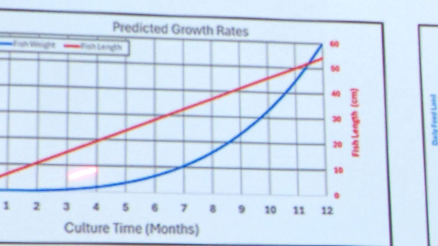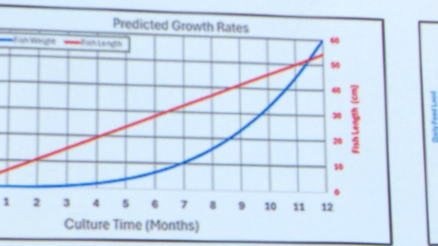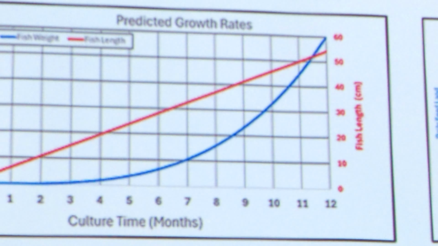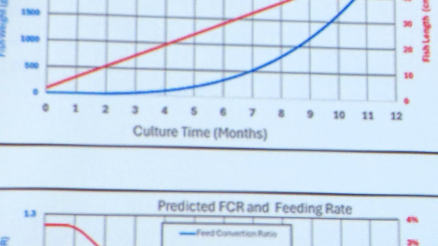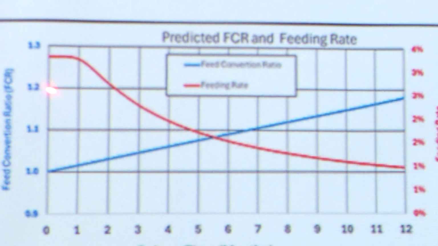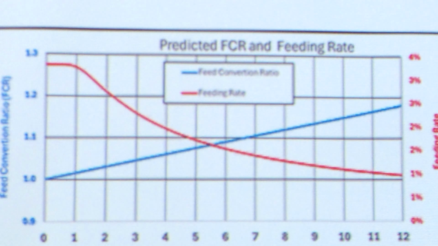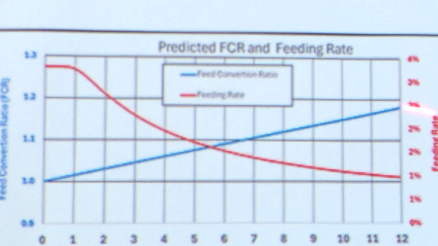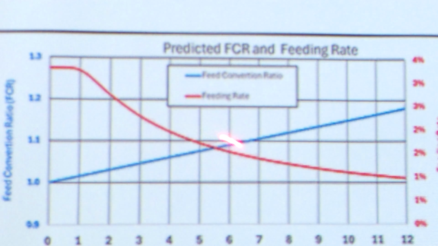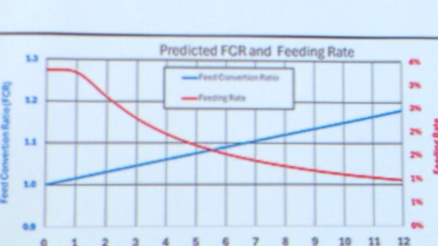If you take that growth rate, you can convert it to a percentage biomass per day growth rate. If you take that and multiply it by a feed conversion ratio, which I have here starting at 1, going up to 1.2-ish, then you can calculate the feeding rate in percent biomass per day. This feeding rate is represented by this chart over here. It starts at about 3% biomass per day and drops down to about 1% biomass per day at the end of that production cycle.